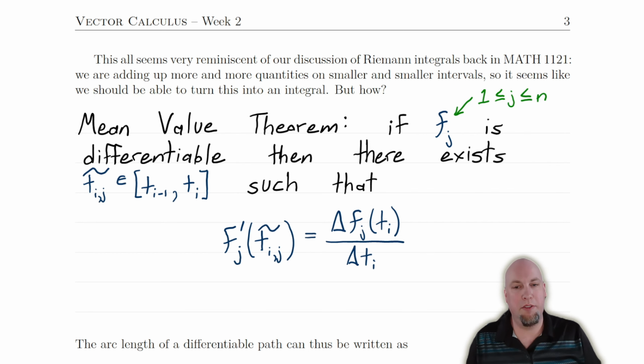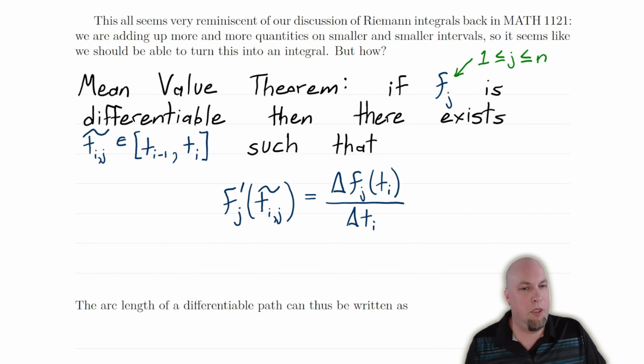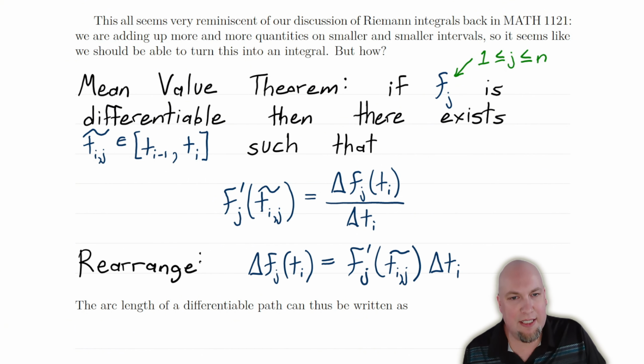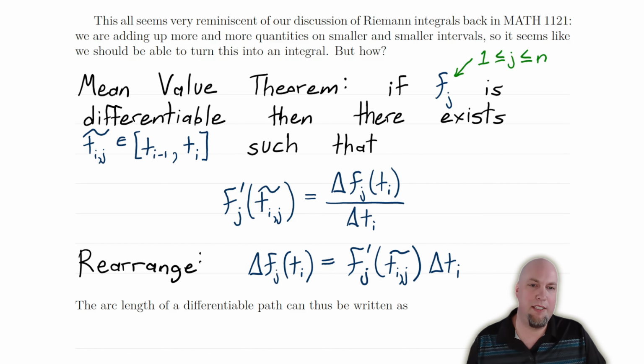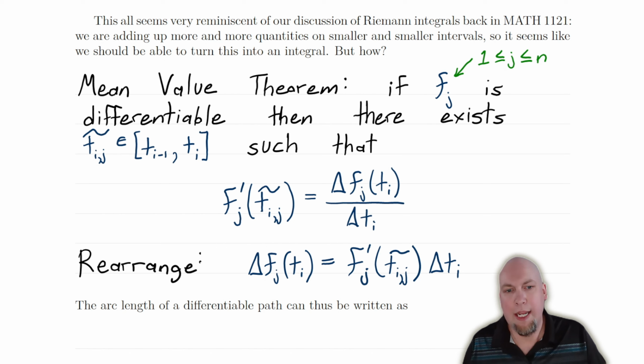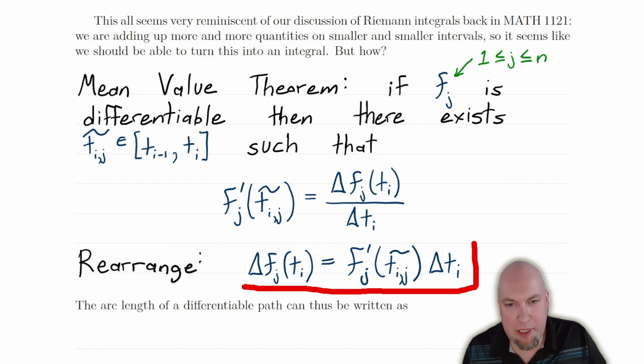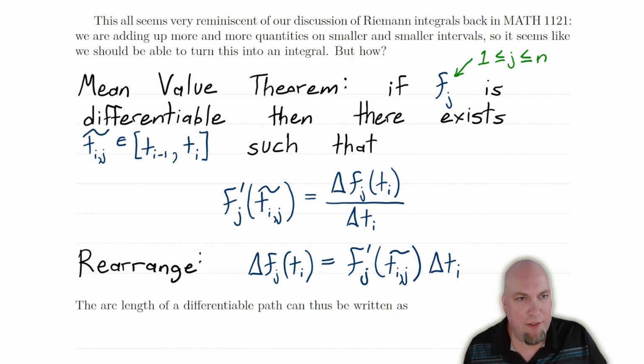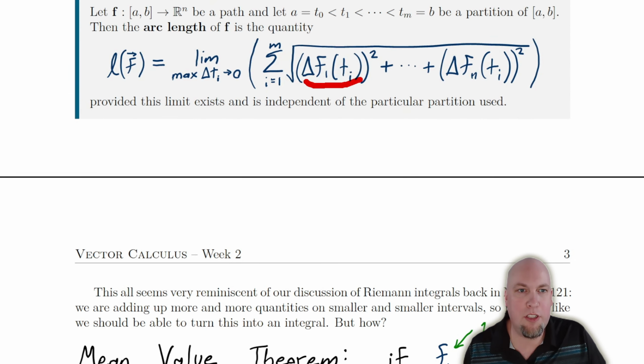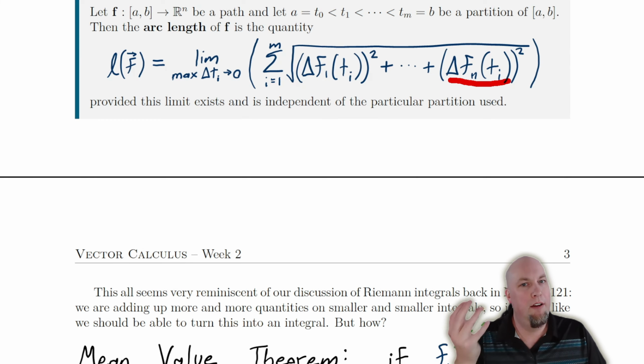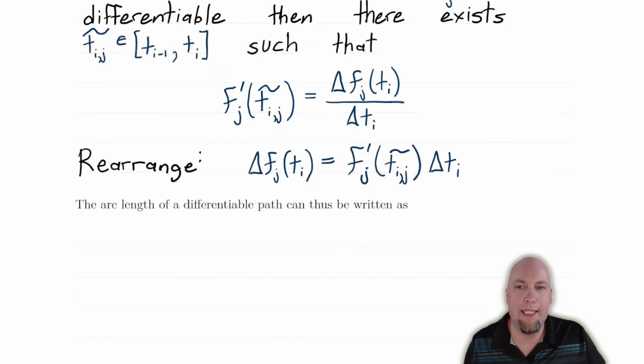So what I'm going to do is take this mean value theorem statement right here and rearrange it. Remember, I want something multiplied by delta ti. So I'm going to multiply both sides by delta ti, so that now I've just got delta fj of ti equals this thing times delta ti. I just rearrange it, bring the delta ti up by multiplying both sides by it. And now I'm going to take this formula for delta fj ti and plug it in to each of these slots in our arc length formula from earlier. And when I do that, what do I get?